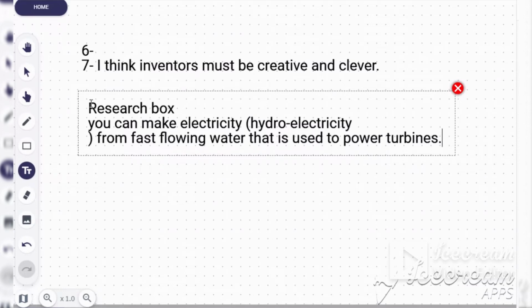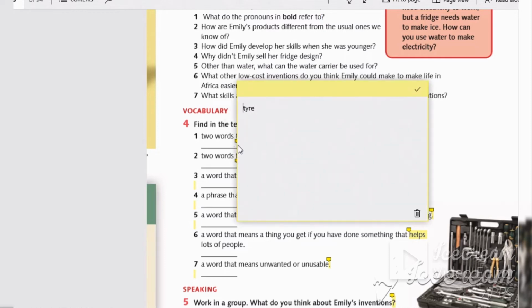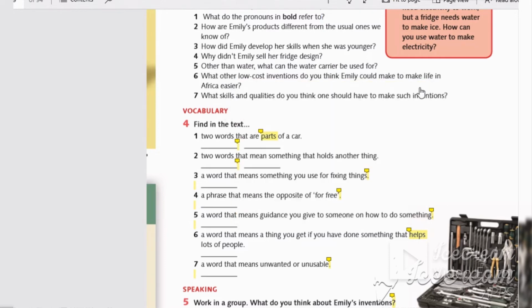Okay, these are the answers of the comprehension questions. Now we will go to answer the rest of the exercises, so don't forget to write these answers in your questions notebook. Now open your students' notebooks and go back to this exercise, vocabulary. We will learn a little bit about the vocabulary. Find in the text two words that are parts of a car. Tire and what? Wheel.